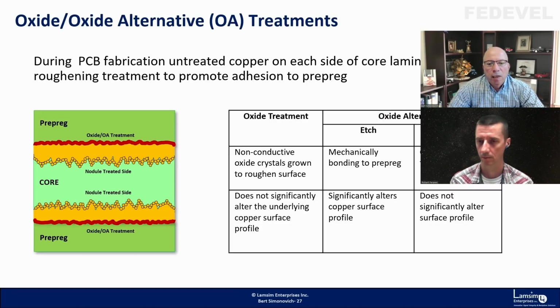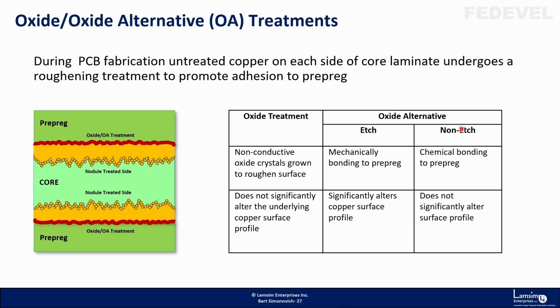Within the oxide alternative, they have two different versions, an etch version, and now they're coming up with a non-etch oxide alternative. That's like glue? Yeah, in a way. The etch treatment is mechanical, they etch it with an acid treatment, and it actually makes the copper rougher itself, and it does significantly alter the copper surface profile. The non-etch is a chemical bonding to the prepreg, and it does not significantly alter the profile.